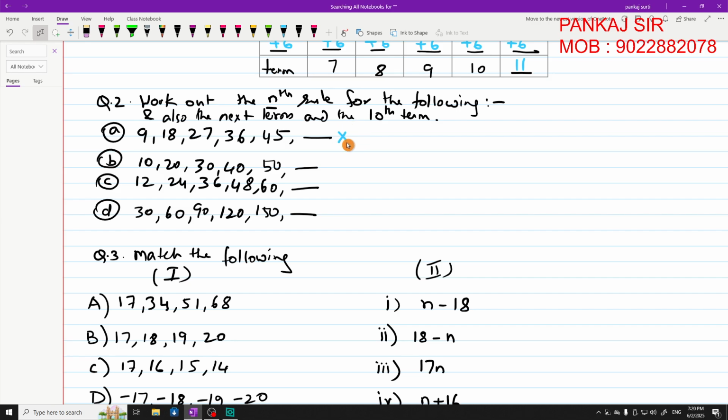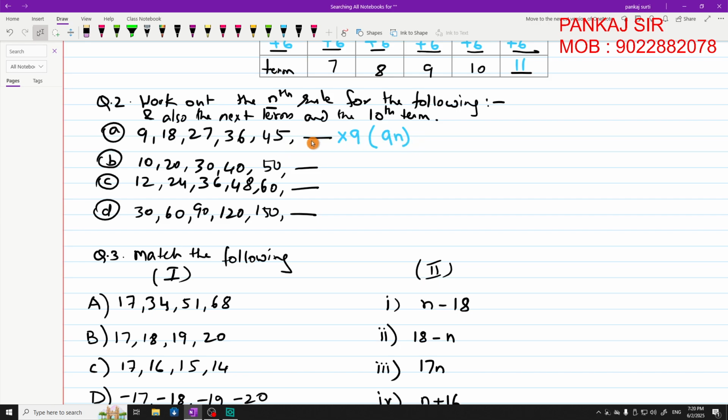9 1s are 9. The first term is 9, so 1 into 9, 2 into 9. So times 9 is the nth term, right? 1 into 9 will be 9, 2 into 9 will be 18. Now this can be written as times 9, and times 9 can be written as 9n as well. This is the nth term, okay. So your nth term is nothing but 9n.